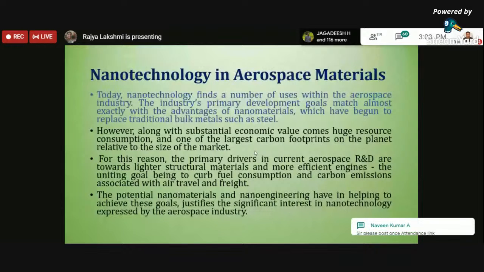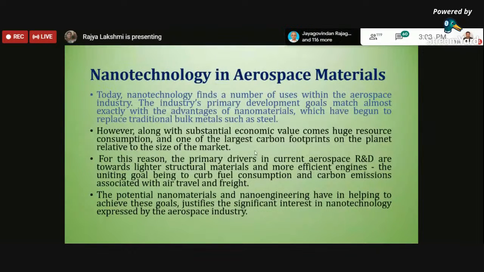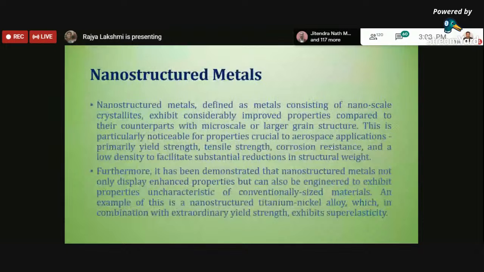With respect to that, people are working on how nanotechnology can be adopted so that environmental remedies can be taken to protect the environment or to reduce the pollution in the environment. Now people are trying to work on these things, and we can see nanostructured metals or materials, which have particles or crystals at nanoscales, which exhibit considerably improved properties compared to their counterparts at microscale or macro scale.